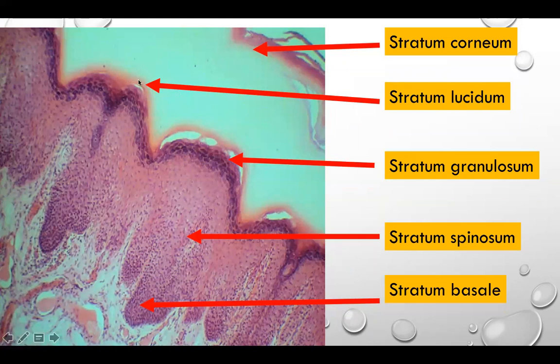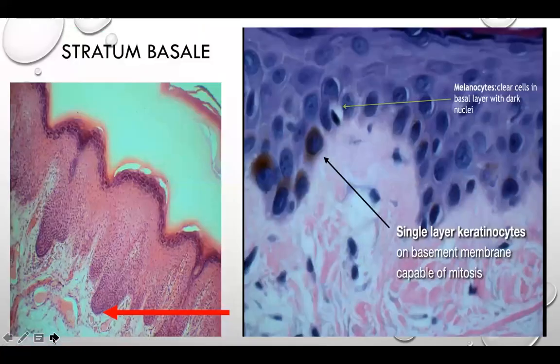Okay, another picture of your epidermis in the thick skin. This is the stratum corneum. The pinkish structure is the stratum lucidum. Stratum granulosum is this layer right here, the middle layer. Beneath the granulosum is the stratum spinosum. And lastly is the stratum basale that lies on the basement membrane.